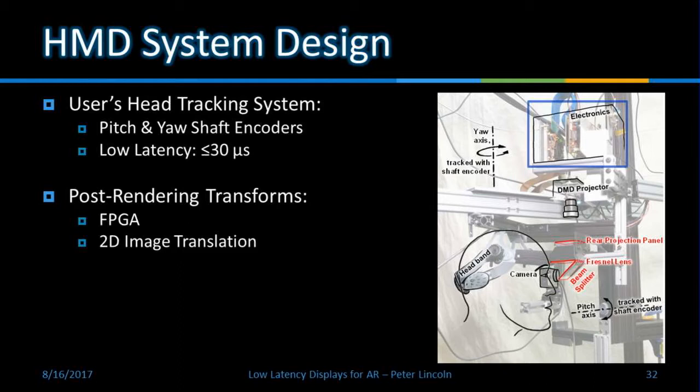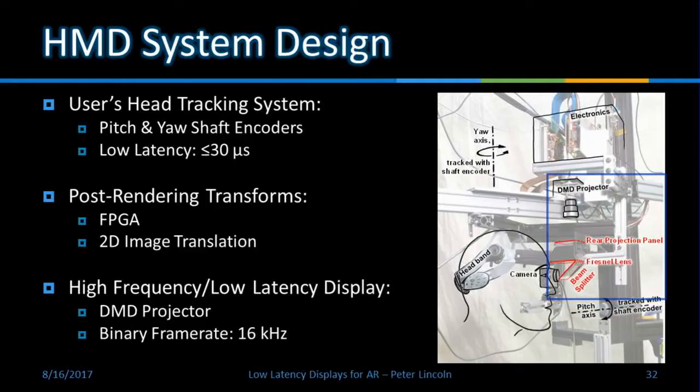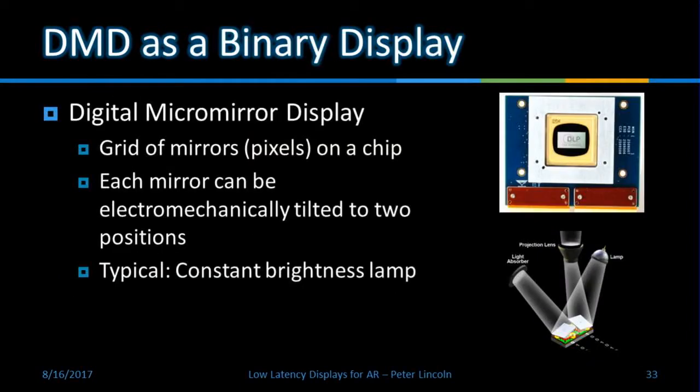All the post-rendering transforms I described are operating in an FPGA that's attached to the display. And more specifically, the operation we perform is a 2D image translation. And lastly, the display itself. For the high-frequency, low-latency display, we used a DMD projector, which was capable of a binary frame rate of 16 kilohertz. But what exactly is a DMD?